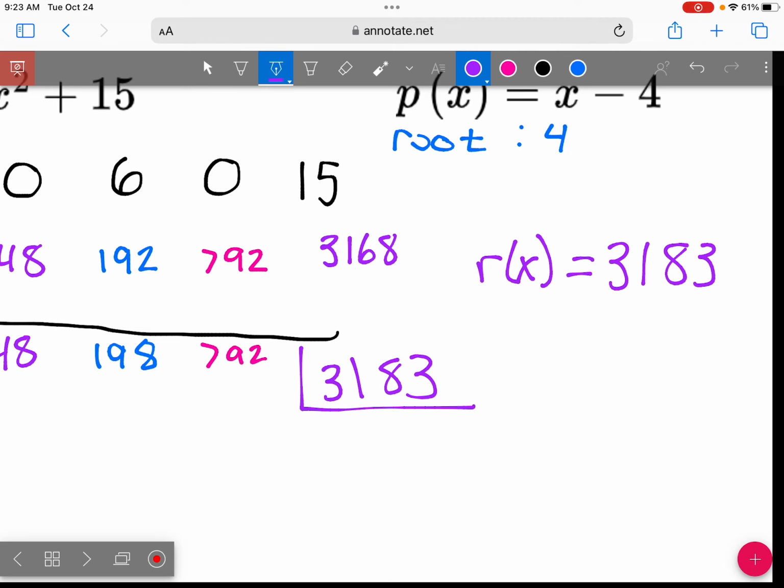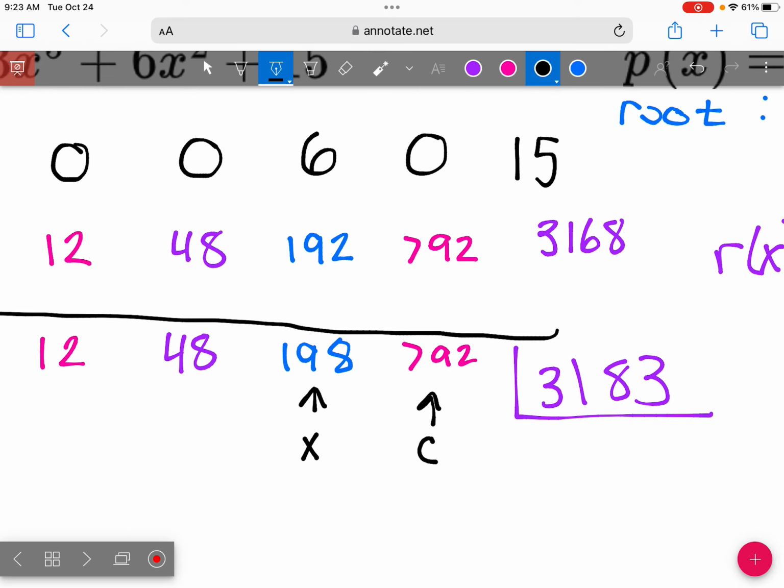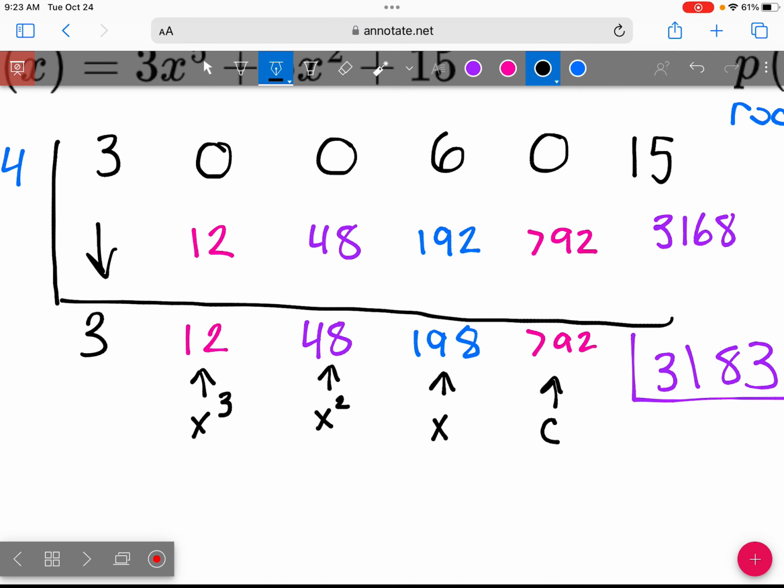To get our Q of x, we take these numbers. This is our quotient. And we're just going to work our way right to left. This guy's my constant. This is my linear term, it's my just x's. This is my x squared. This is my x cubed. And this is my x to the 4th. Okay? I work my way right to left. It's the easiest way to do that.